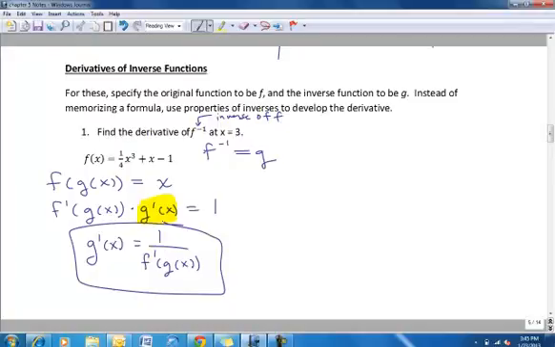So let's go ahead and figure out this particular derivative problem. They want us to find the derivative of the inverse of f at 3. So the derivative of g at 3 would be 1 over f prime of g of 3. And that would be 1 over 4x minus 1. And of course, the derivative of any constant, like c there, is 0.